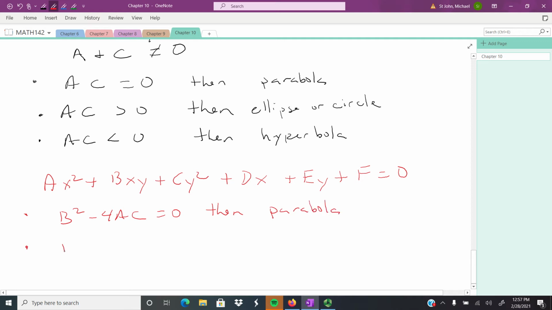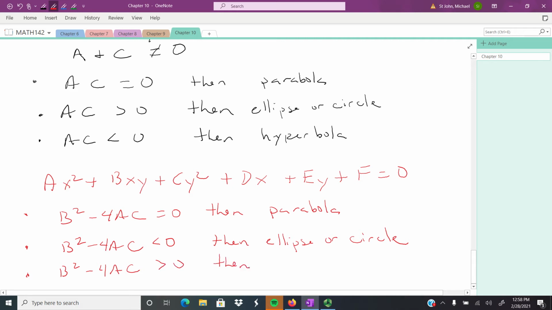If b squared minus 4ac is less than 0, then we have an ellipse or circle. And then if b squared minus 4ac is greater than 0, then it is a hyperbola.